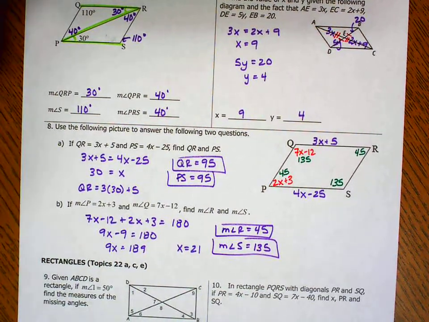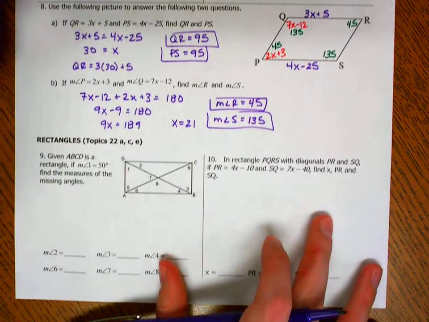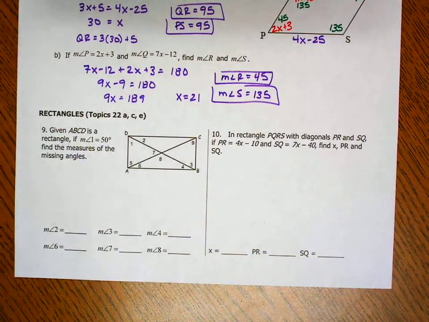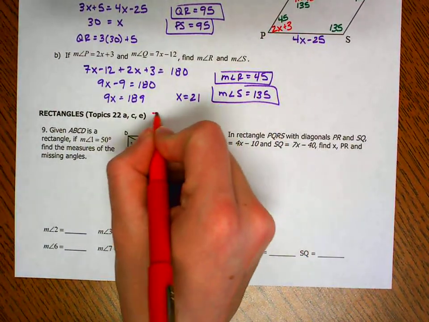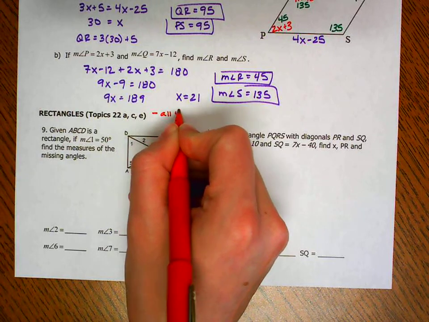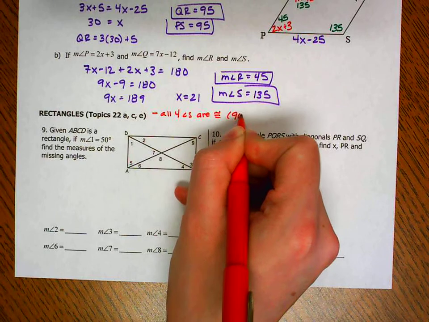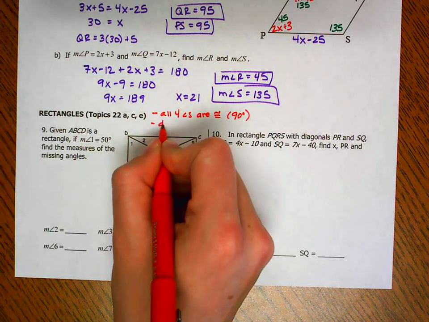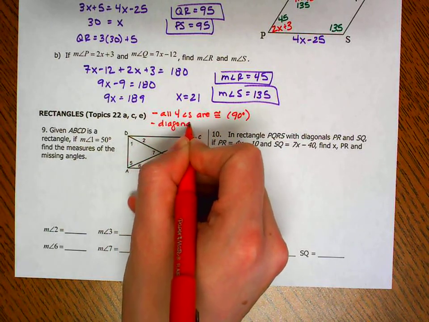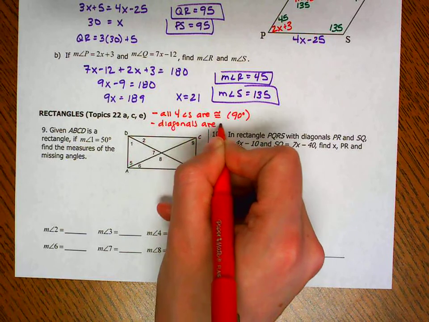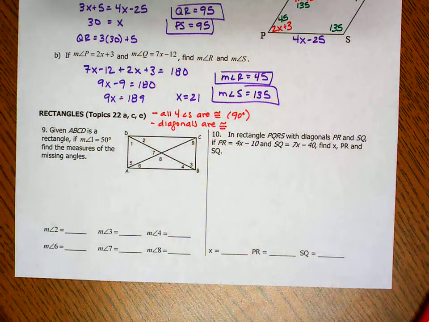Let's keep going. Okay, now we're on to rectangles. Now rectangles have 2 new things that we need to keep in our brains. The first is that all 4 angles are congruent. Specifically, they're all going to be 90 degrees. And my diagonals are congruent. Now, we're still going to use all of our rules from parallelograms, but we just have 2 additional rules we can use as well because we have a rectangle.